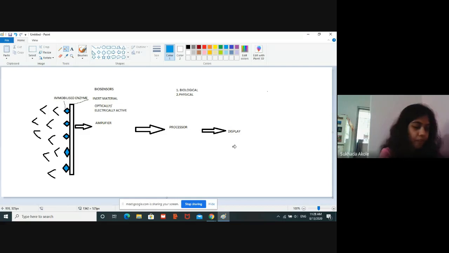Now if I have to write the principle of a biosensor, then what will I write? The desired biological material is immobilized by conventional methods, for example physical methods, or chemical methods, or by membrane entrapment. This immobilized biological material will then come into contact with the analyte and give out a signal. Now, what kind of signal? The analyte binds with the immobilized material and in turn produces electronic signals which can then be read by the processor.